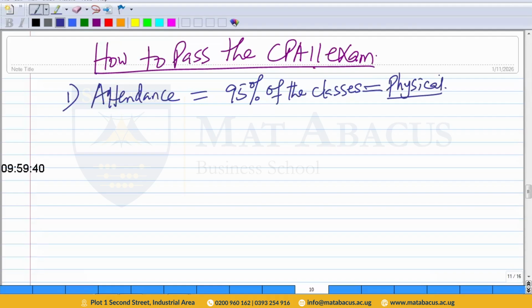Because MAT Abacus gives you an online platform and also gives you a physical platform. So you can come here physically at MAT Abacus and sit in the class. The benefit it brings is that you are attentive. But when you are attending from home, someone is interrupting you, you receive a call, you get so many disruptions, and then things pass you.